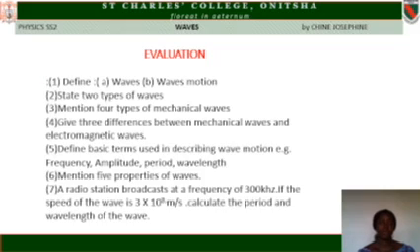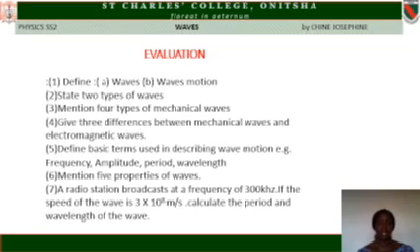Then before we go to our evaluation, let us just take a flash of what we did. Remember, we did wave. What is wave? Wave is a disturbance that travels through a medium, transferring energy from one point to another without any permanent displacement of the medium. We see wave motion. We see types of waves as mechanical and electromagnetic waves. We look at the properties of waves. We look at basic terms used in describing waves.